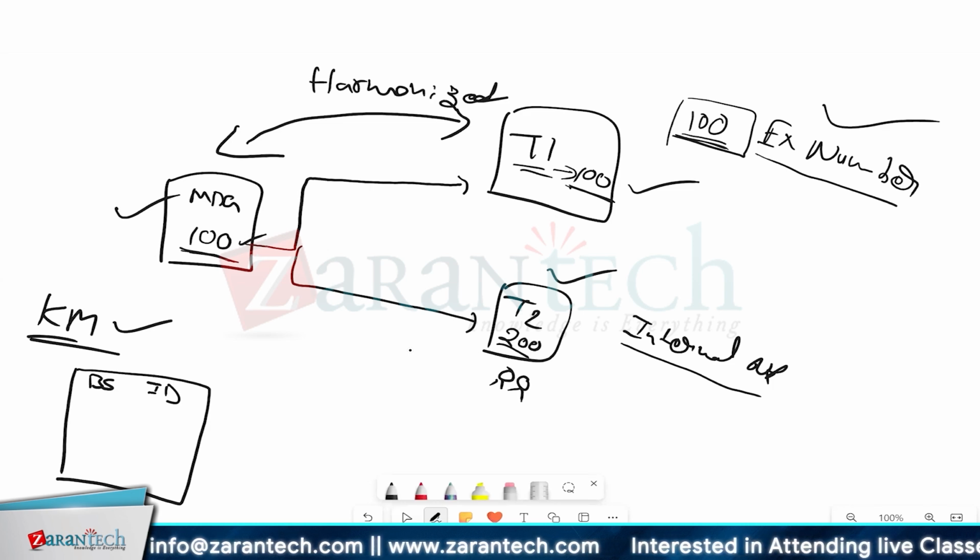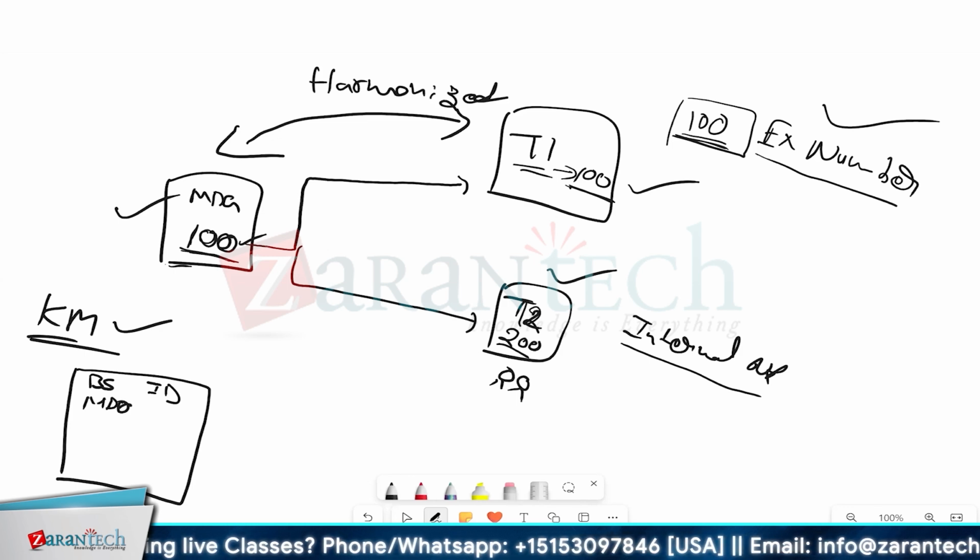Now what happens when you create a new material number 100, and this material goes to the T2 target system? During your outbound scenario, the system will make an entry here. BS means your business system. MDG is nothing but one of the business systems. In MDG, my material number is 100.